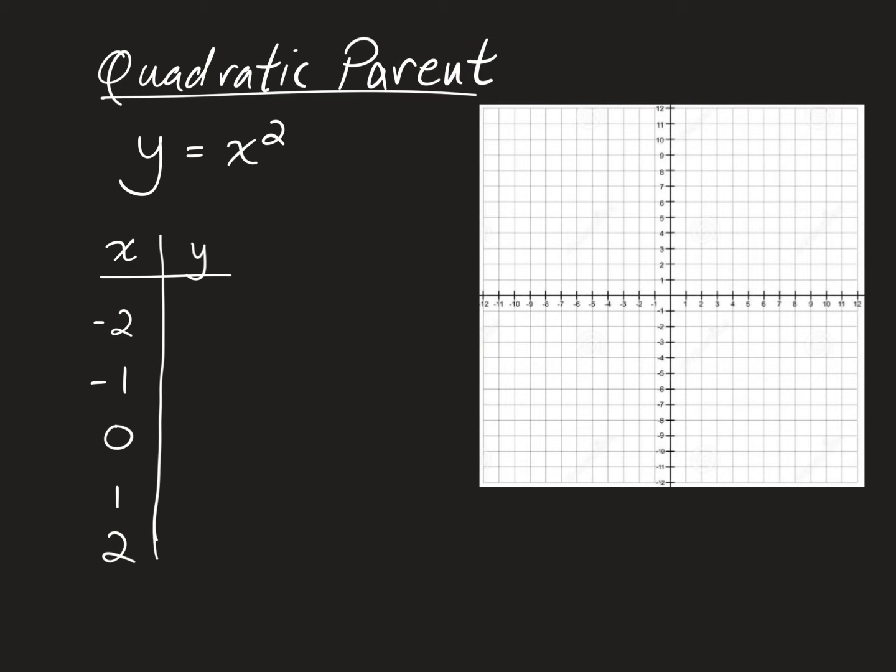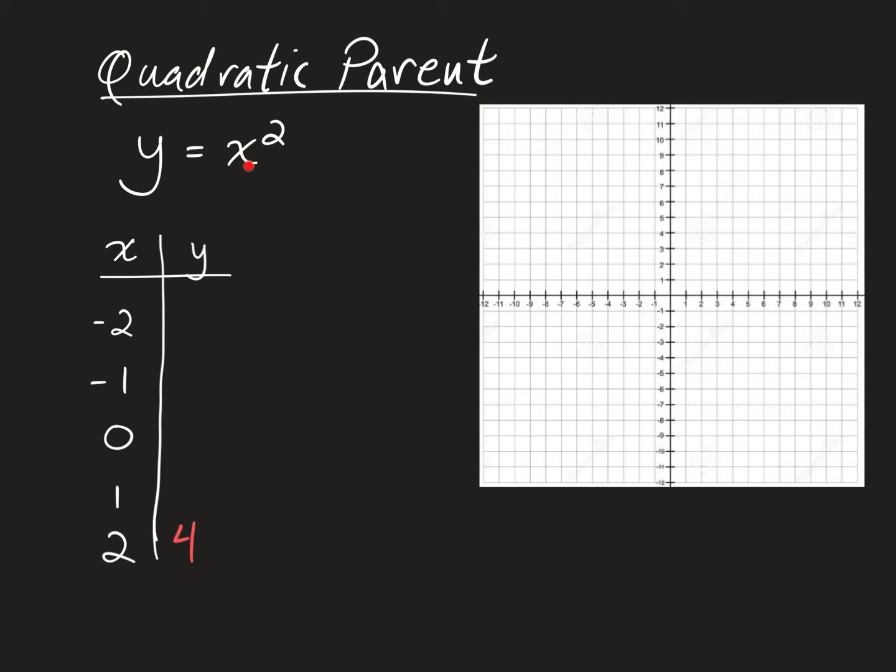For the quadratic parent function, the equation is y equals x squared. What we're going to do is use these values for x and find the corresponding y values. So when we substitute 2 in for x, we get y equals 2 squared, which is 4. So the corresponding y value here is 4. And we can do this with every other value.